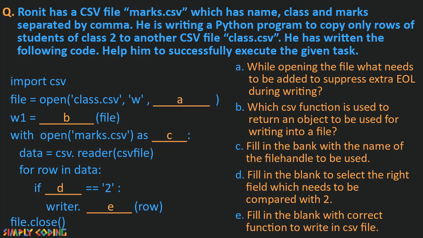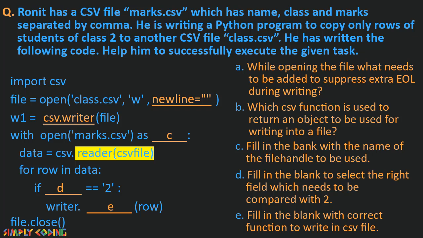The first question is, while opening the file, what needs to be added to suppress the extra end of line during writing? Here when we open the file to write, we use newline equal to blank to suppress the newline. Next question is, which CSV function is used to return an object to be used for writing into a file? Here the answer is that we use the csv.writer function to get the writer object to write to the file. The next question is to fill in the blank with the name of the file handle to be used. So in this, we use the same file handle which is passed in the reader function. So we know we need to put in the CSV file handle over here.